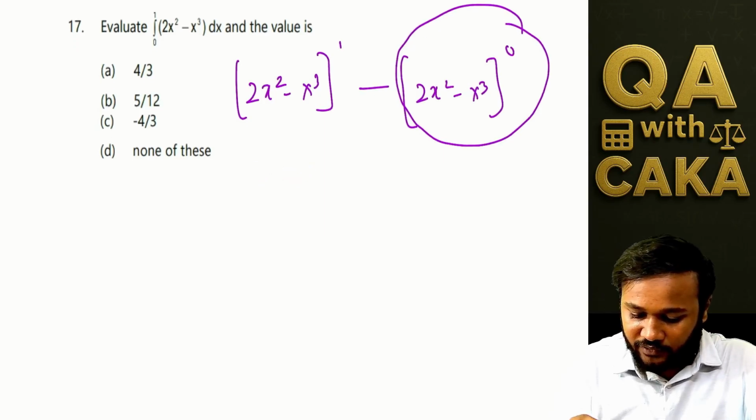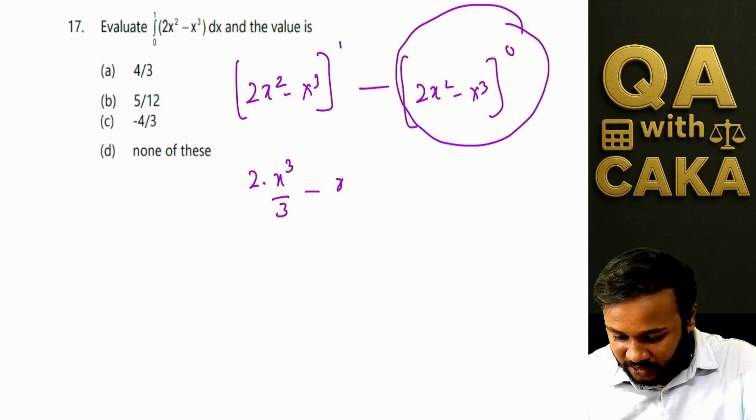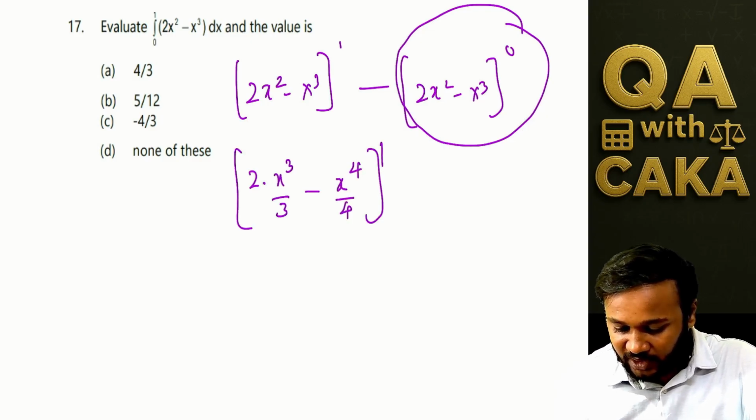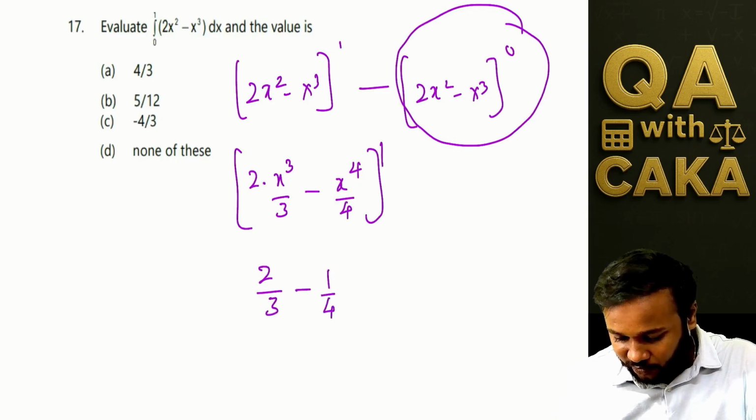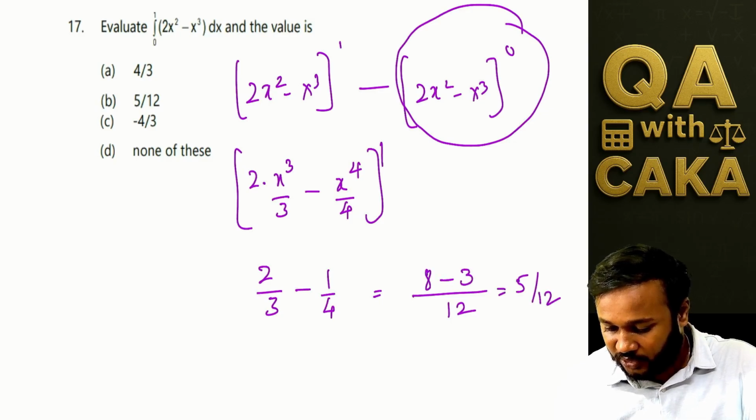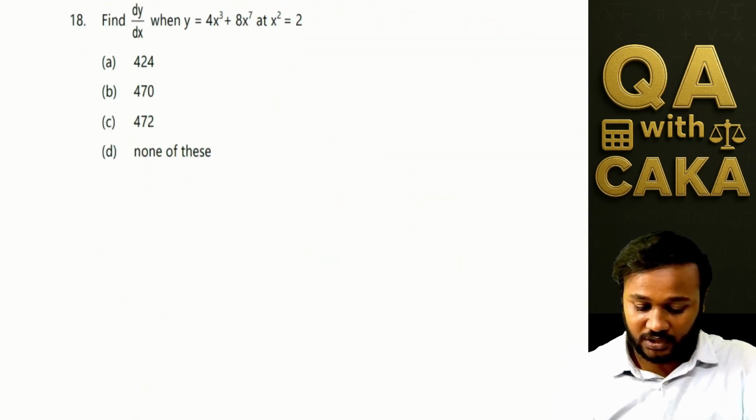So what is the integration formula, sir? x power n plus 1 by n plus 1. So x³/3 minus x⁴/4. And we need to substitute 1 in place of x. So 2/3 minus 1/4. If we solve further, the LCM is 12. So 4 times 2 is 8, 3 times 1 is 3, which is 5/12. So the option should be B, which is 5/12. Clear? Okay.